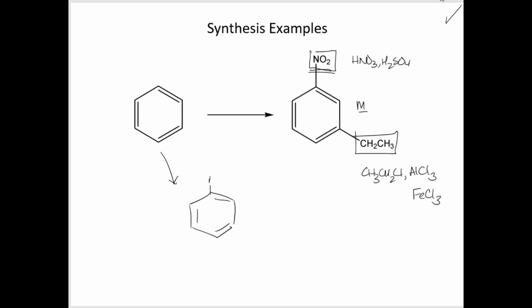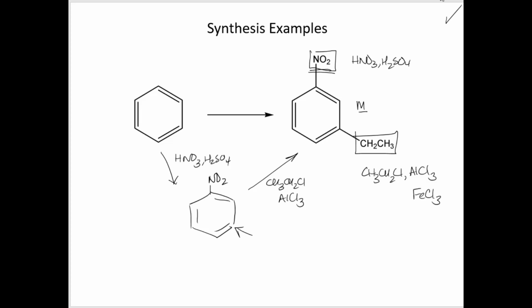And when I do these problems, I like to put the groups on in the same positions as they're in the product, so that way it makes a little more sense. And then when I add my ethyl group, it is going to be directed by the nitro group to add meta. So I would say, well, okay, I'm going to use nitric and sulfuric acid first to put the nitro group on the ring. Then I'm going to add the ethyl chloride and the aluminum trichloride to add the ethyl group, and the nitro group would direct that CH3, CH2 plus the electrophile to the meta position.